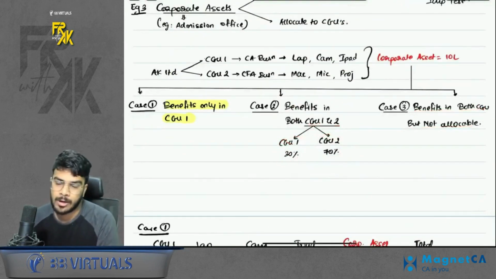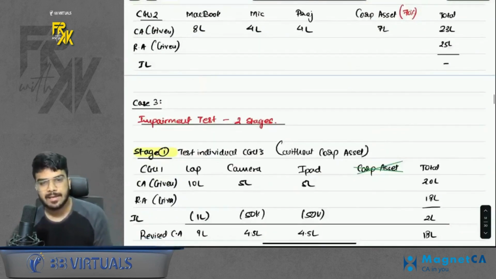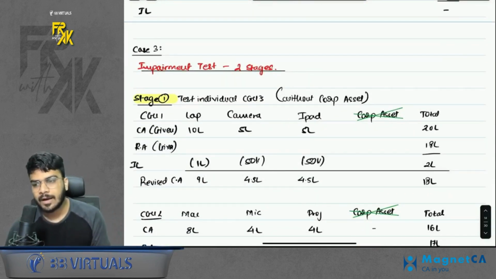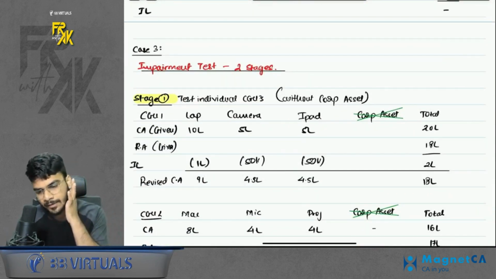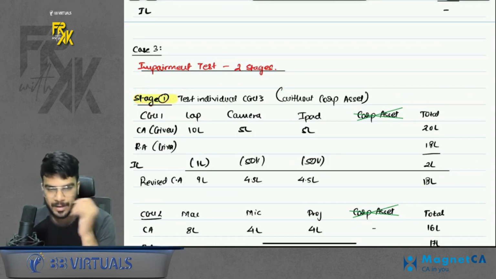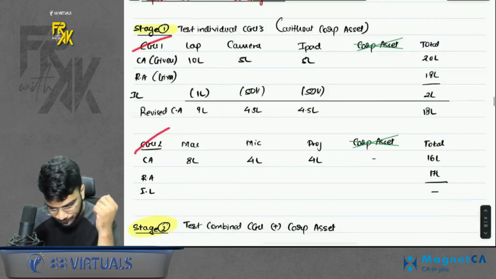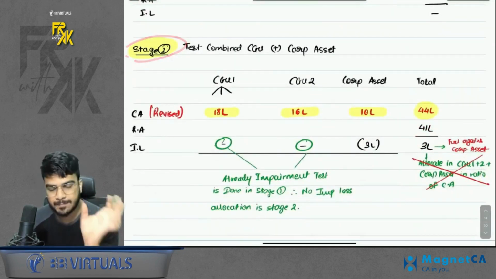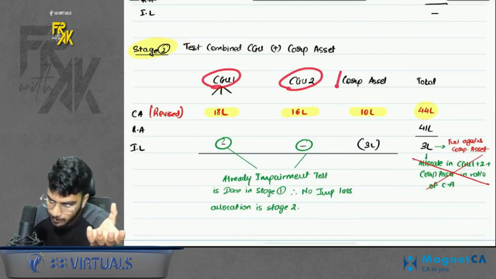But the important point here is case 3. Benefits in both CGU, but not allocable. So in this case, in how many stages we will conduct the impairment test? Perfect answer, we will conduct the test in 2 stages. Stage 1, test the CGUs, assuming there is no corporate asset. So we tested 1 and 2. Then in stage 2, we will test both the CGU1, CGU2 plus the corporate asset.